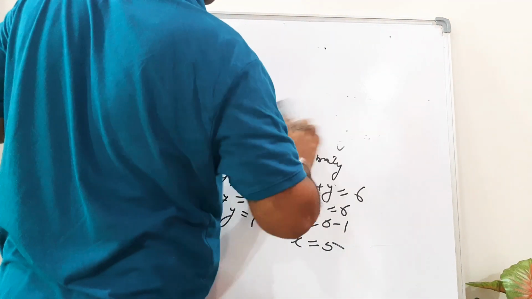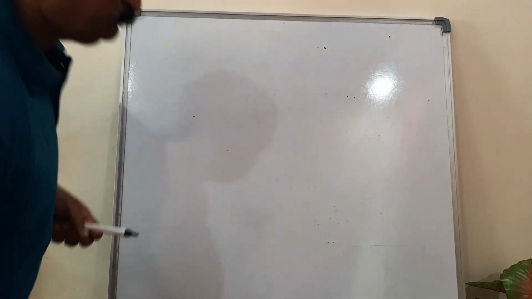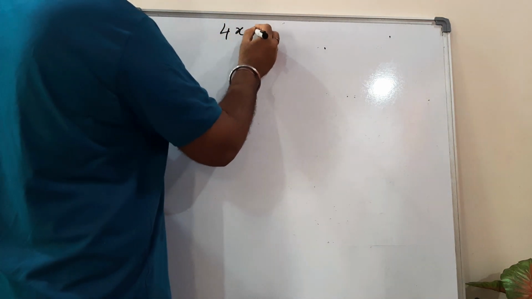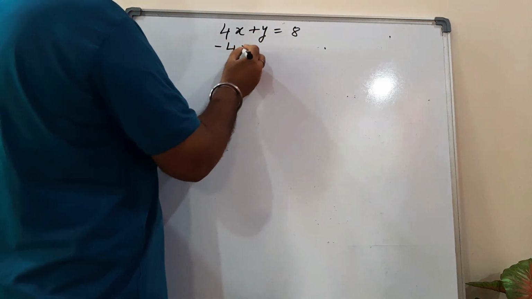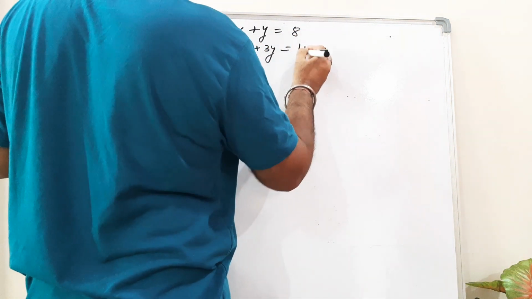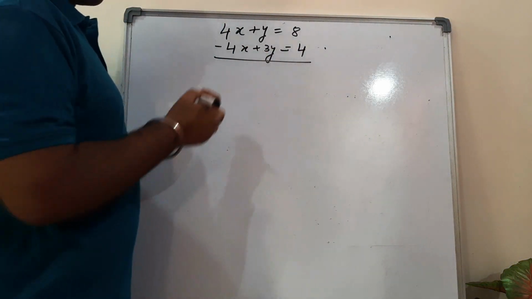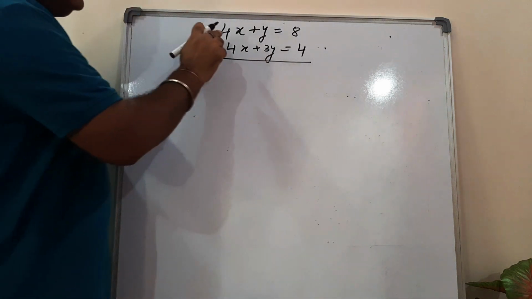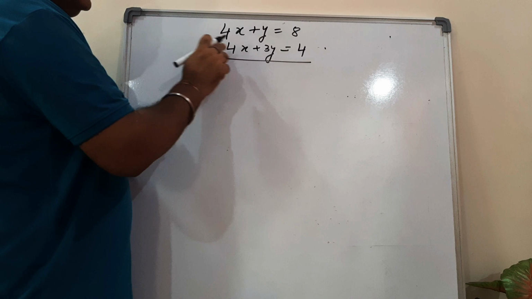See, suppose I am getting the equations 4x plus y is equal to 8 and minus 4x plus 3y is equal to 4. These are the two equations. Now, what is the possibility to get cancel? You can cancel y also, you can cancel x also. But it is easy to cancel 4x because here you are getting plus 4x, here you are getting minus 4x.